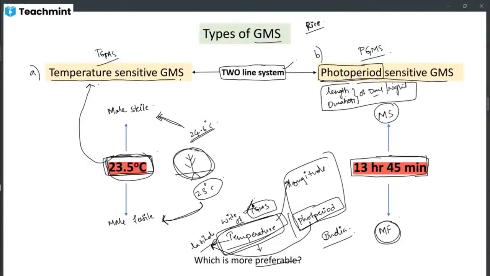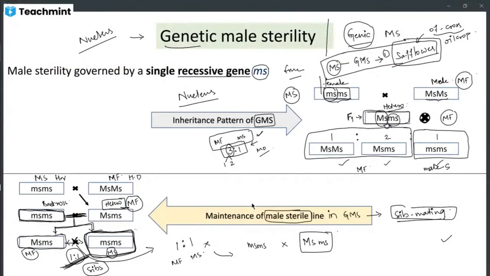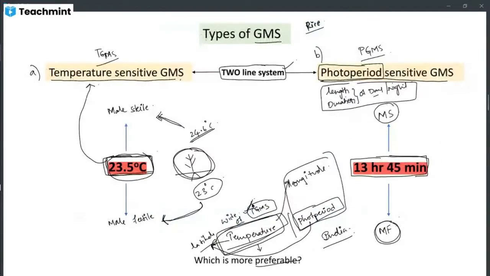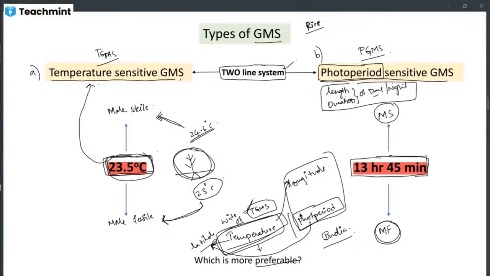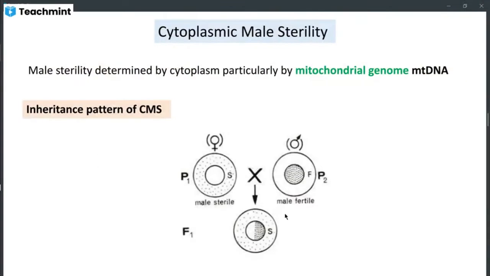So hope you now got the entire idea about genetic male sterility and its types. So is this okay? Hello? Yes, sir. Can we proceed to the next type of male sterility? Okay, let's see cytoplasmic male sterility.